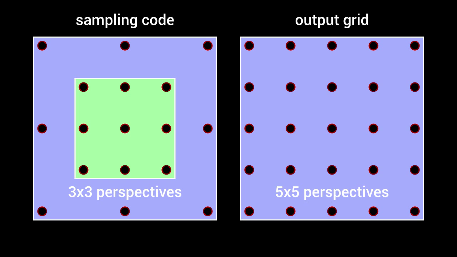We assume an input grid of u times v directional sample points. For our example, each sample point corresponds to a light field perspective of a 3 by 3 light field. The goal is to upsample the directional resolution to an output grid of 5 by 5.